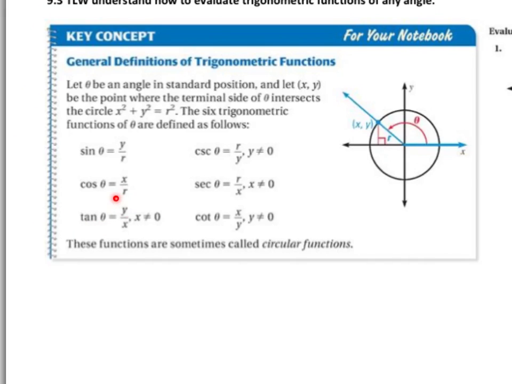Tangent, y value divided by x. X cannot equal 0. Obviously, radiuses are never 0 because they wouldn't exist. These values can't equal 0 because we can't divide by 0. But here's the thing. They're still just inverses of each other. It's just finding them on the circle. So let's take a look at these first three problems here.